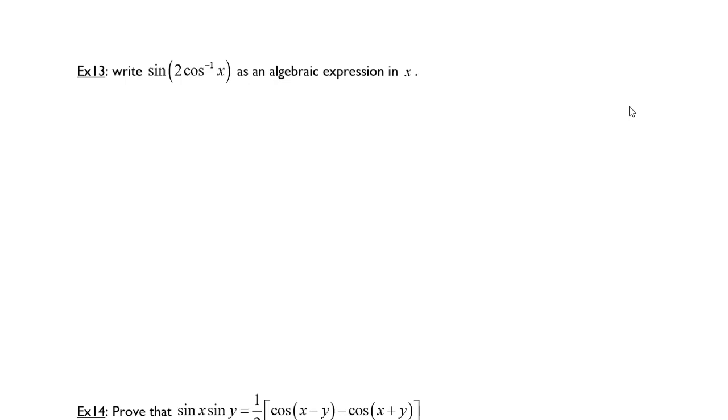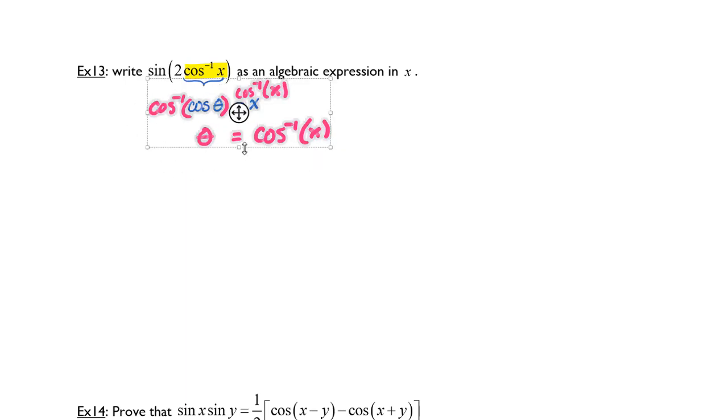In example 13, we need to write sine of 2 cosine inverse of x as an algebraic expression in x. Now, remember that when you have a cosine inverse or any trig relationship inverse, we need to rewrite it by taking a step back and reminding ourselves what this is saying. This is saying that cosine of theta is equal to x. And then if I were to impose a cosine inverse on both sides, I would have theta is equal to cosine inverse of x. So remember that what's in here, cosine inverse of x, represents an angle measurement.